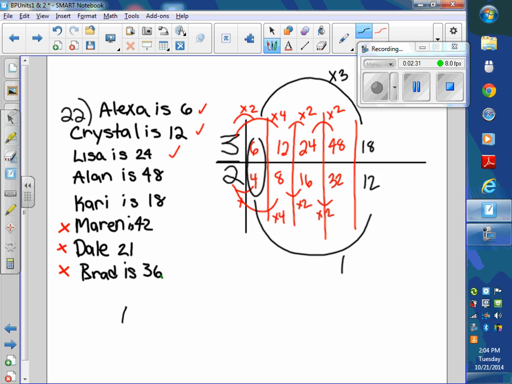So Carrie and Crystal are in the age ratio of 3 to 2. I found one solution. And I'm being really systematic. I'm just going down the list. So now I've taken care of Alan and Carrie.